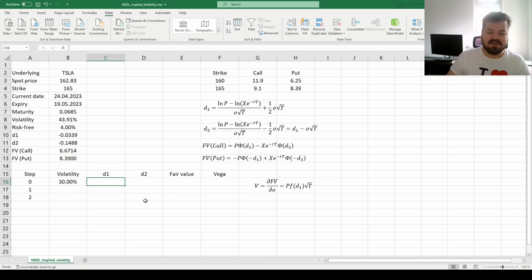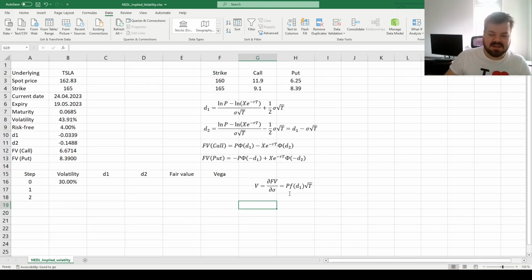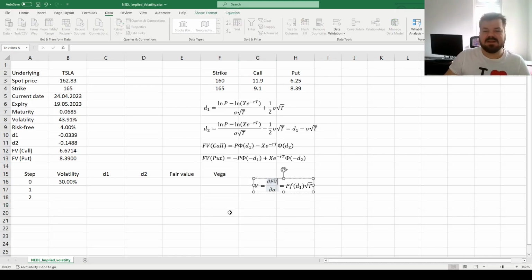So we need to calculate D1 and D2, we need to calculate fair value, and we need to calculate the sensitivity of the fair value of the option to volatility. And this, in the option trading tradition, is denoted as vega, which is a pseudo-Greek letter. There is no such Greek letter as vega, but it denotes quite famously the sensitivity of fair values of options to volatility. Quite handily, it is the same for both calls and puts.